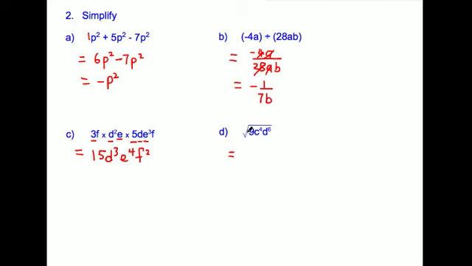In root, we take the square root of the number first. Square root of 9 is 3. Square root of c to the power 4 is c squared. We take half the power. Similarly, half of 6 is 3.